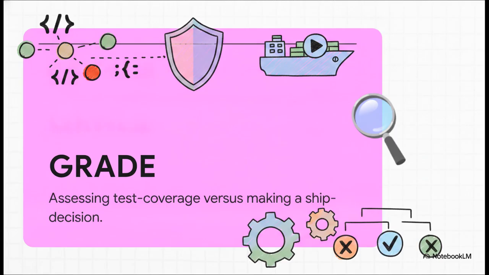Are we deploying this to production? Imagine a scenario where a new intervention lowers blood pressure. Awesome test coverage, right? The trial was massive. But what if the side effect profile includes severe, debilitating fatigue for 50% of users? Well, the test coverage might be high, but the ship decision becomes a definitive no-go. So GRADE is really just a logical, structured framework for evaluating how much we actually trust our data before deploying a recommendation that affects human lives.